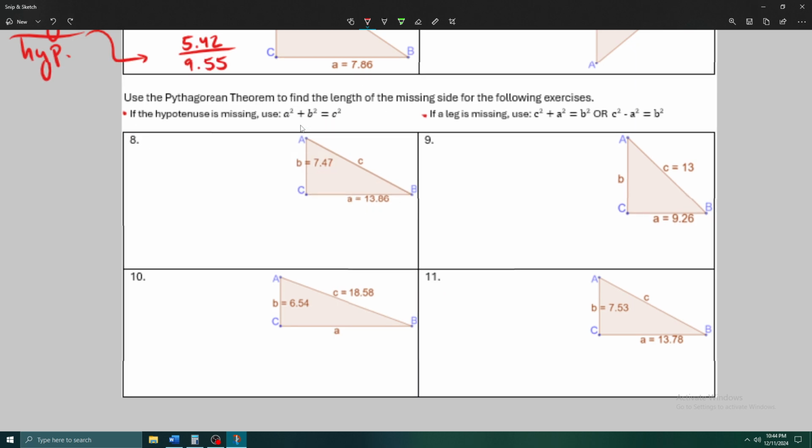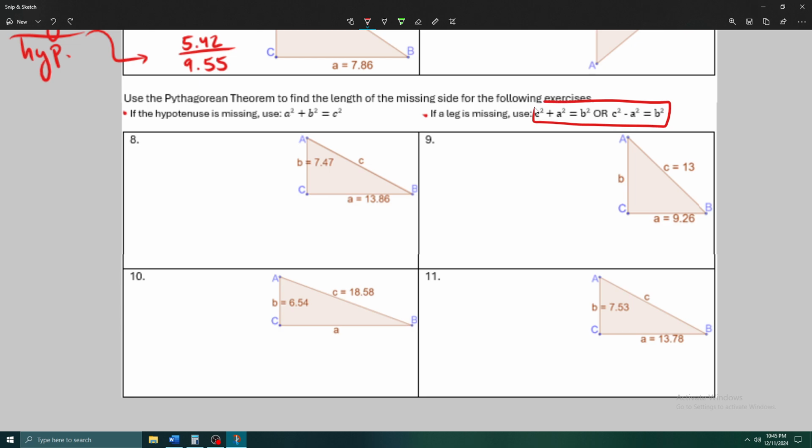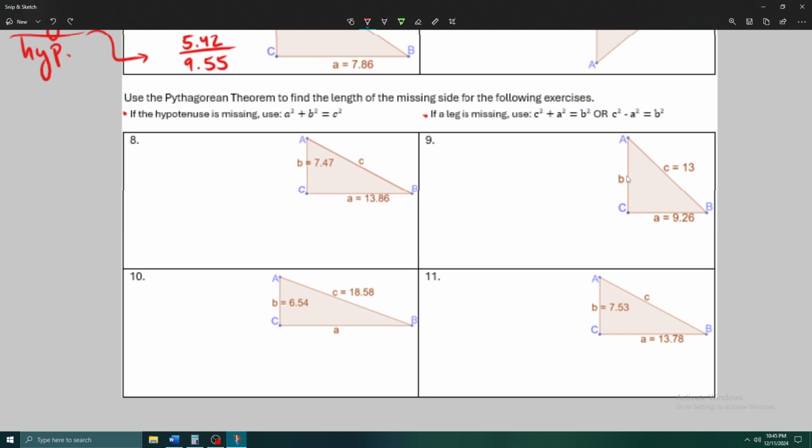So we would use this one. All right, but I want to show you a harder one. I'll do number 9, and that's this one. We see here that our leg B is actually missing. So let's write out our statement. Oh, I kind of messed this up. I'll fix this before I print it, but I'll write it out this way.